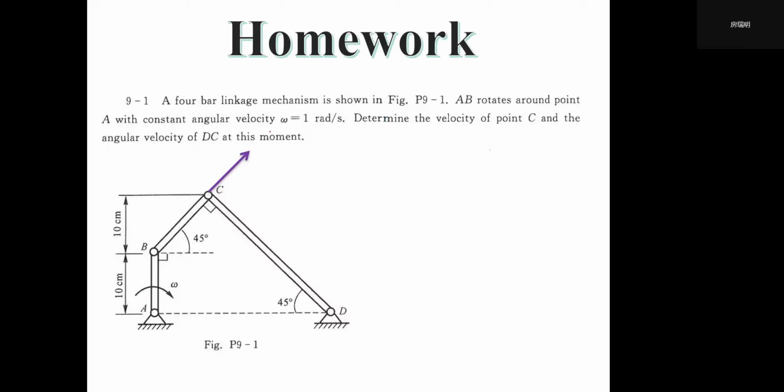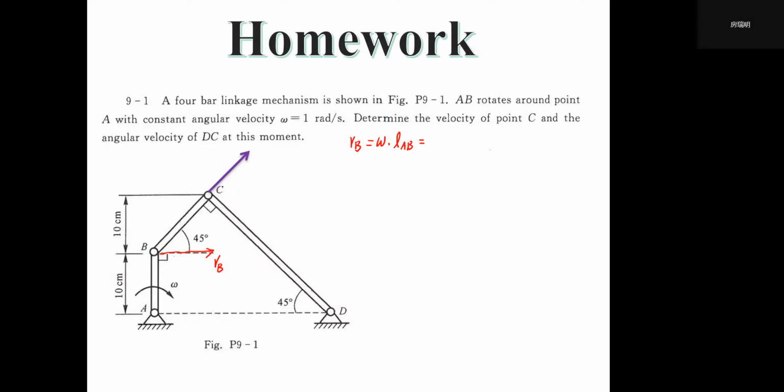So since omega equals 1 radian per second, we can easily find VB. I will try to draw VB here, it should be along the horizontal. So this is VB. We can write the magnitude of VB should equal omega times LAB. I will change these centimeters into meters, so let's write it like this, LAB.